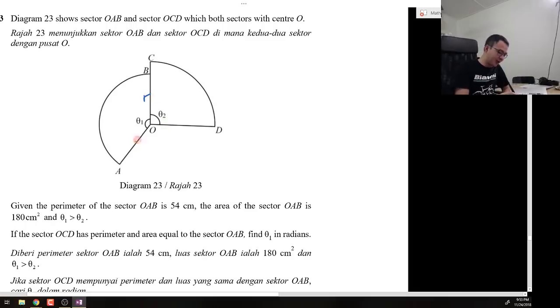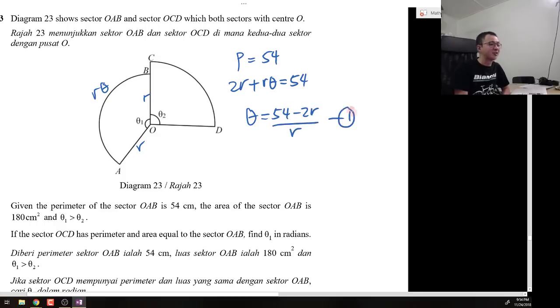Therefore, this is radius, this is radius, this is r theta. Arc length is r theta. So I want to find the perimeter first. So perimeter will equal 54 according to that. So r plus r, 2r, plus r theta should equal 54. This one plus this one plus this one equals 54. So theta basically is (54 minus 2r) over r. I call it first equation.